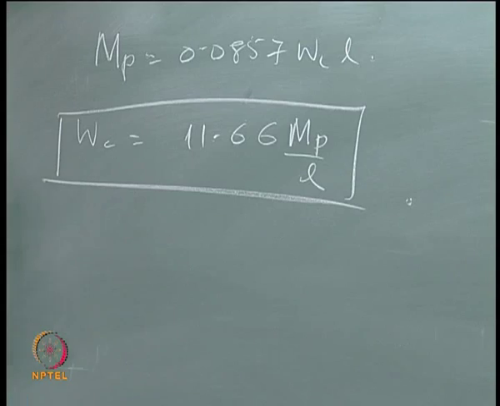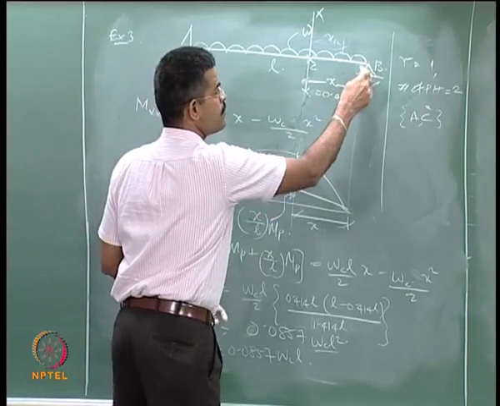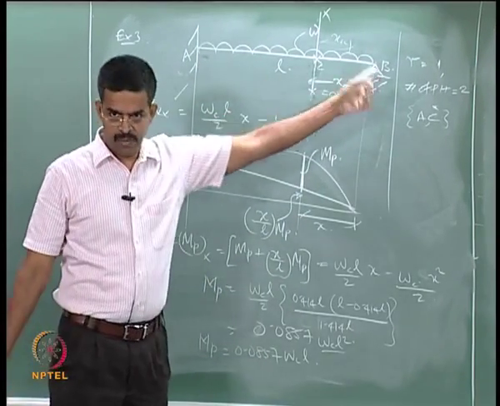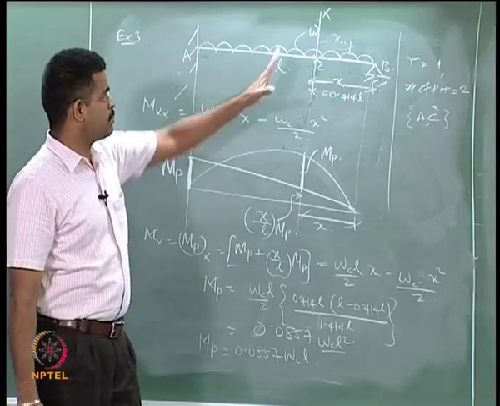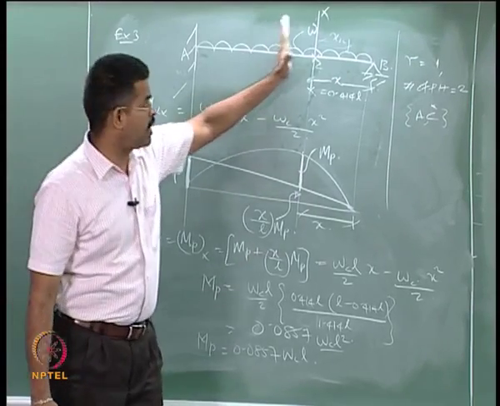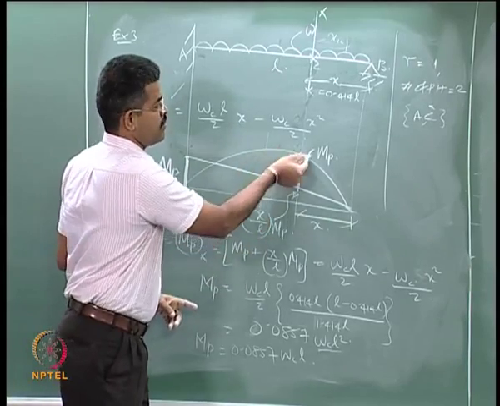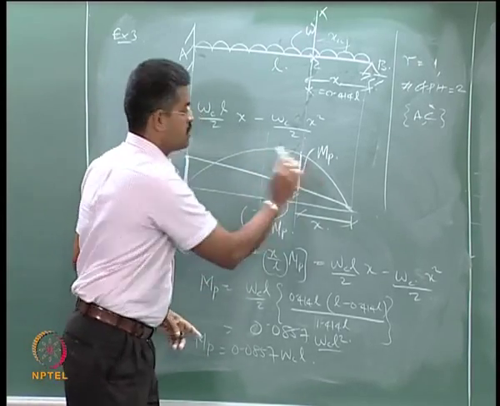This may collapse, and the hinge will occur at a distance of 0.414 L from the propped support, not from here, from the propped support. So, it is not at 0.5, it is away from 0.5, that is why I have drawn the figure like this. The center is not at 0.5, okay, it is away, this value is more than this.